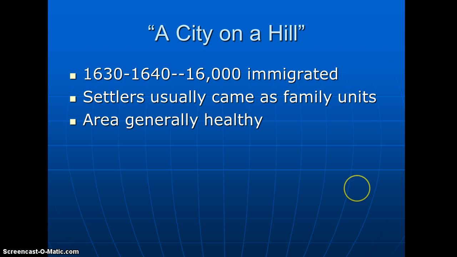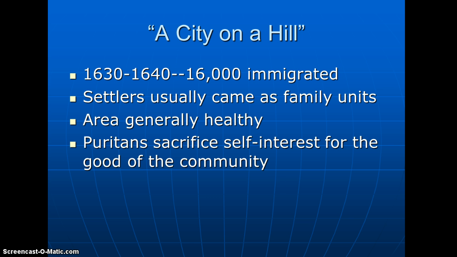The area is generally healthy. Again, contrast that with the South in Jamestown and different parts of Virginia and Maryland and Georgia and some of those other colonies. It was very unhealthy there with the swamps and the mosquitoes and the dysentery. In the northern colonies, like Massachusetts, the area was generally healthy.